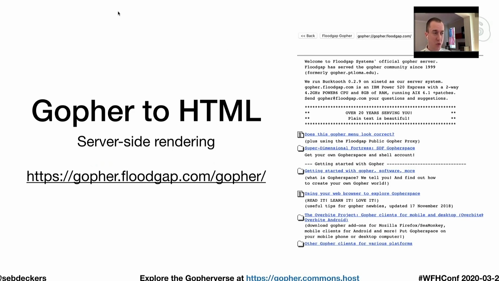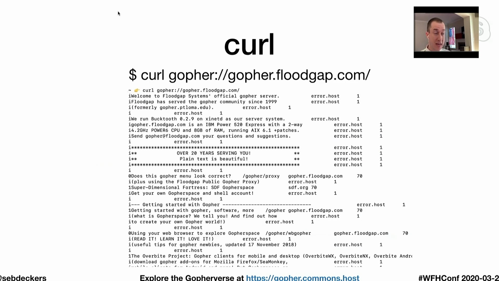The other way of using it right now is Gopher to HTML, which is really just server-side rendering. The server will act as a Gopher client and then render that content into HTML. So on the right-hand side, you'll see a screenshot of what that looks like. It's a very popular public resource for people to explore Gopher, again, without installing anything. Even curl supports it, so you can curl a Gopher URL. I'm not sure why you'd want to, but it's there.